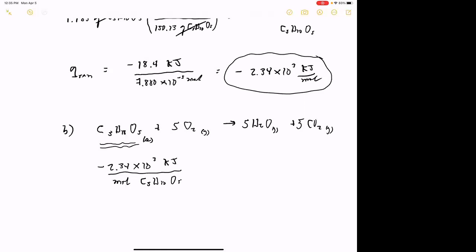And take a look at number one. They're asking you for a delta H in kilojoules per mole. That's an enthalpy of reaction. But we know what that is. It's really just a heat measured at constant pressure, so we can use the two interchangeably.